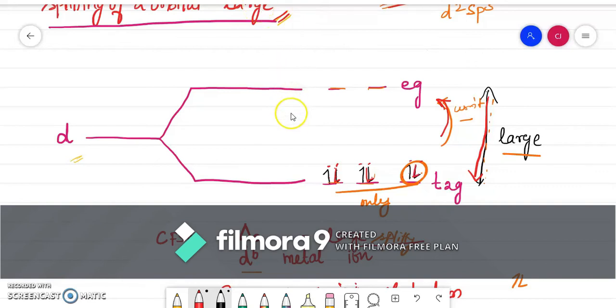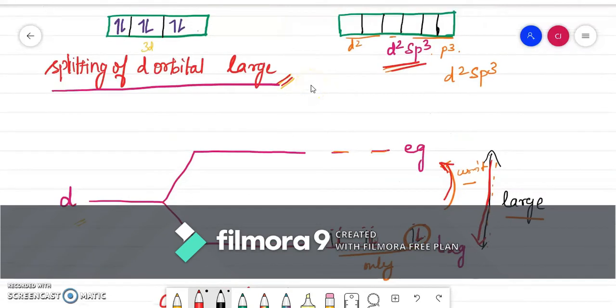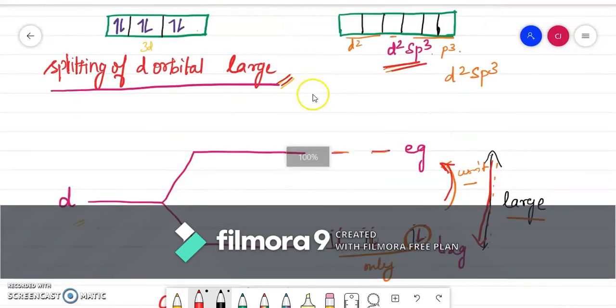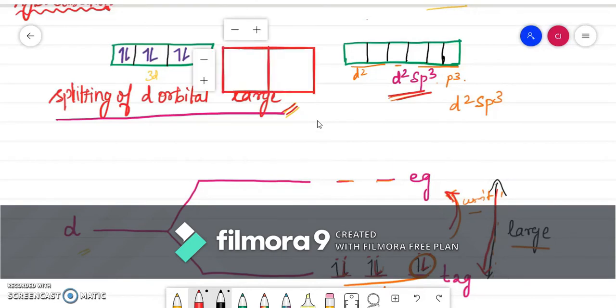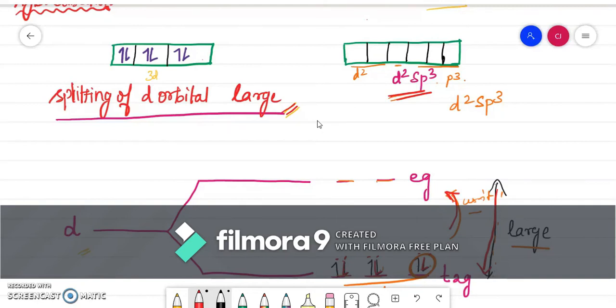Now come to the hybridization part. If you look here, you can see that it has paired in only the 3 boxes, and there are 2 boxes that are empty. These two boxes get clubbed together and form a hybridization. Here 2 d orbitals and here 1 s orbital, remaining 3 p orbitals. So these clubbed together will form a d2sp3 hybridization.